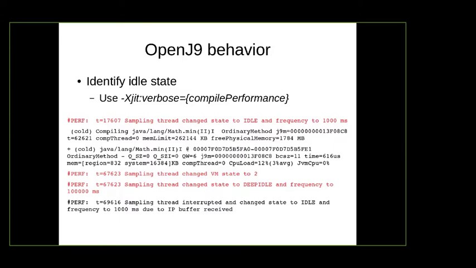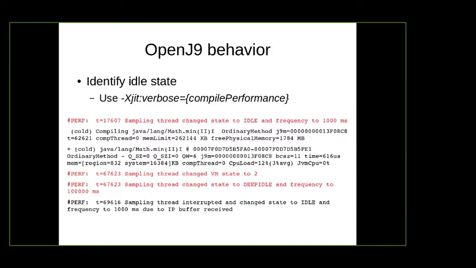So I have put up a snippet of the JIT logs for an application which has gone into idle state. You can see the first message, which is in red font. It says that the sampling thread has gone into idle state and its frequency has changed to 1 second. That happened at t equals 17 seconds. The time given in front of t is in milliseconds. So if you convert it, it comes to around 17 seconds.